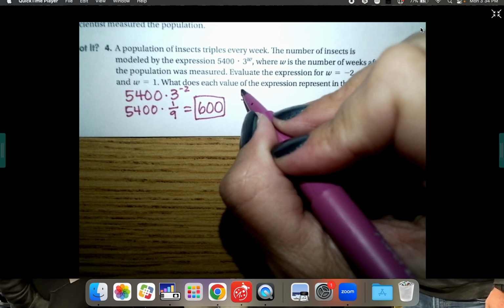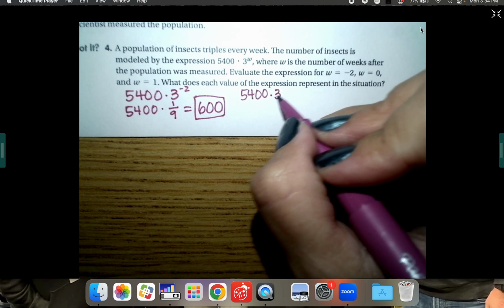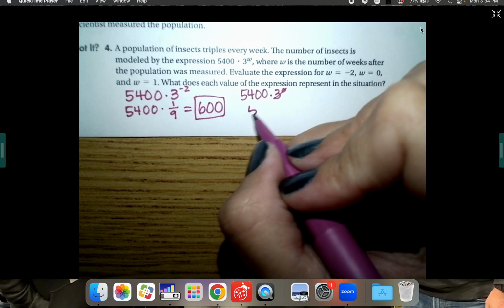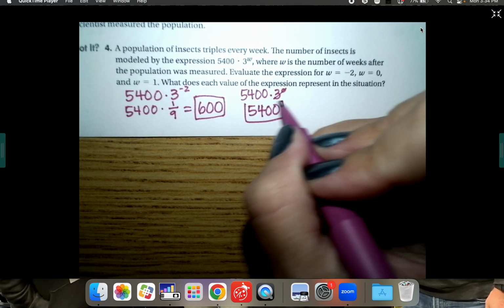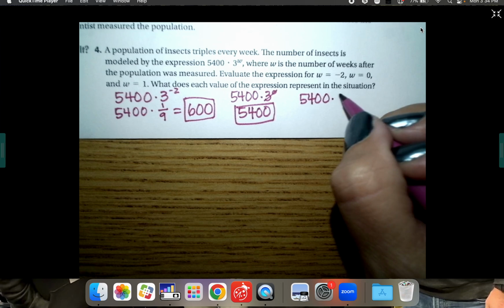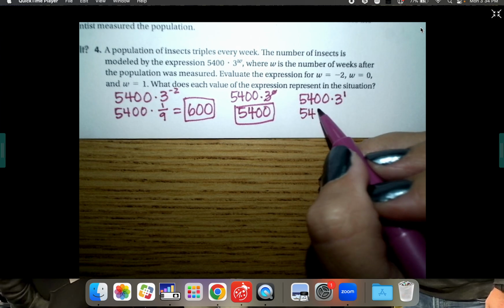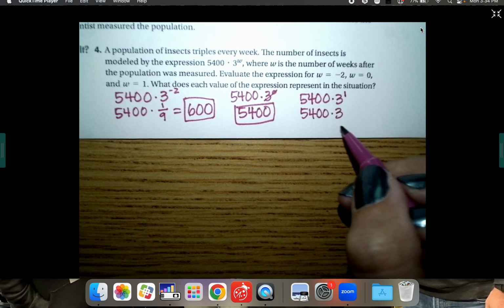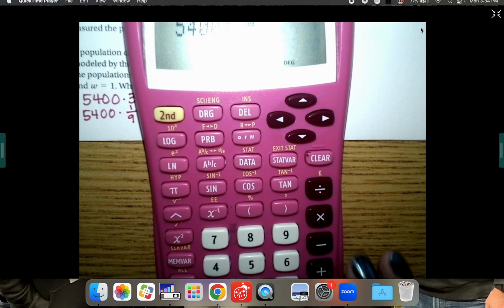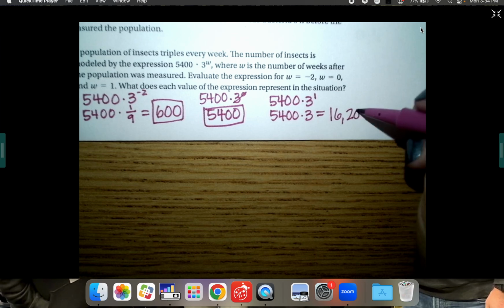The next one would be 5,400 times 3 to the power of 0. Well, we know anything to the power of 0 is just 1, but 5,400 times 1 is just 5,400. And then our third answer, 5,400 times 3 to the power of 1, well, that would just be 5,400 times 3, because 3 to the power of 1 is itself. So that would be 5,400 times 3, 16,200.